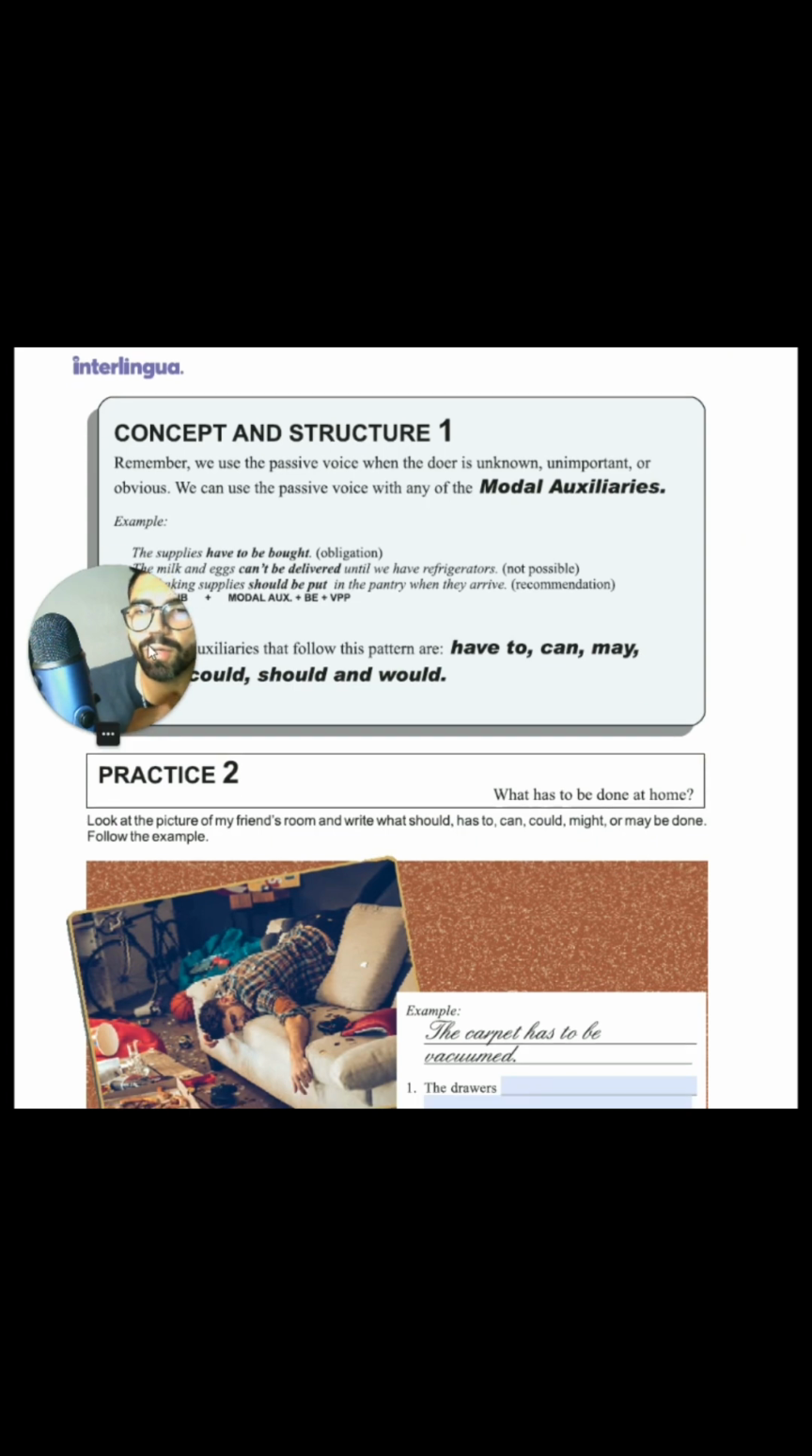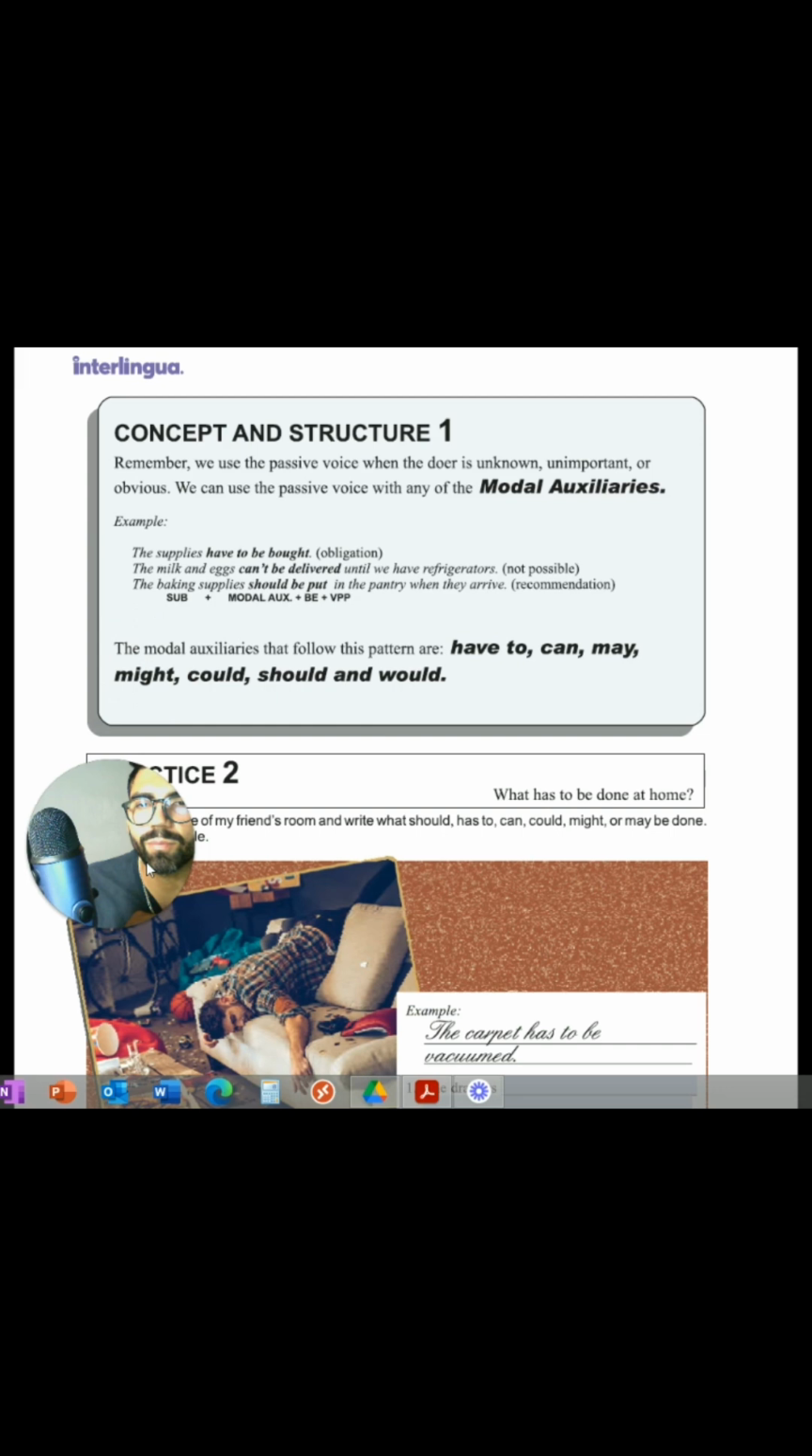We have here some important grammar concept and structure number 1. Remember, we use the passive voice when the doer is unknown, unimportant, or obvious. We can use the passive voice with any of the modal auxiliaries. Example: the supplies have to be bought. It's obligation.